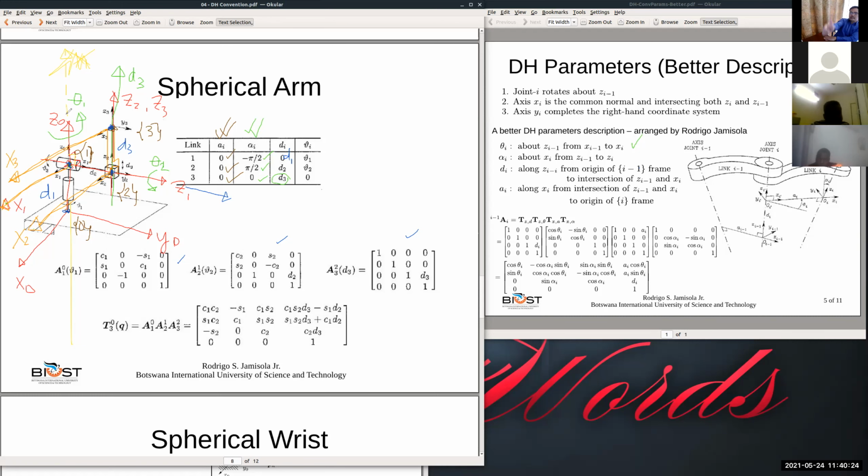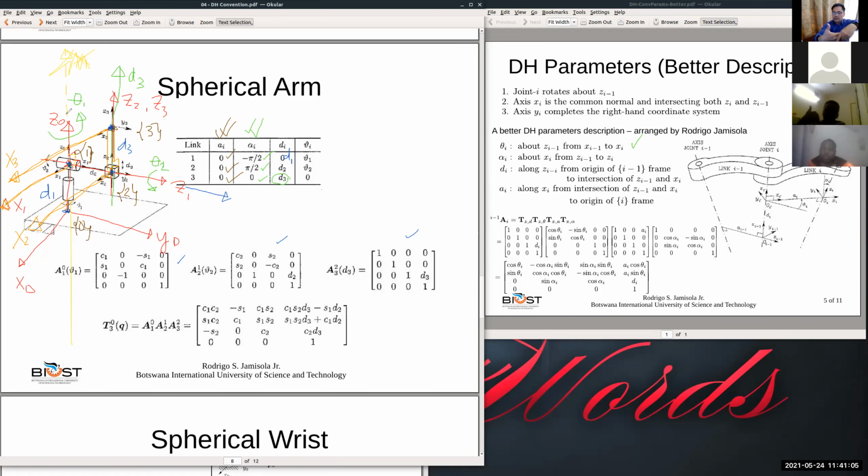So about Z0, Z is there. You put your thumb along the direction of the axis, and so the rotation will be like this, the positive rotation. So that's Z0. About Z0 from X0 to X1. Where is X0? X0 is here. So you put these 4 fingers along X0, and this one along Z0. Now you sweep from X0 to X1, like this or like that, because we sweep about Z0.